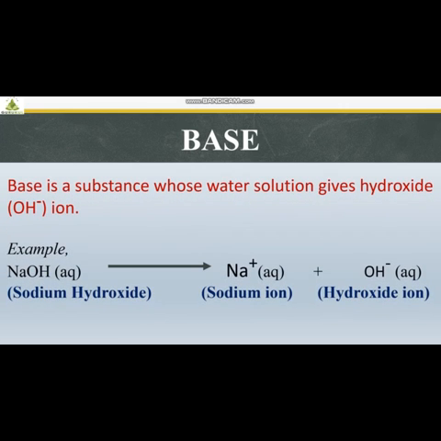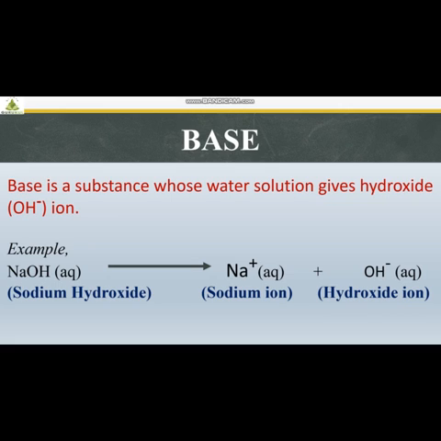Students, what is a base? Base is a substance whose water solution gives hydroxide ion. Hydroxide means OH. Can you see the minus sign? So OH minus ion. So it gives hydroxide ion. So base is a substance whose water solution, meaning when it is mixed in water, what do we get? We get hydroxide ions. Remember, for acid it was hydrogen ions, H plus ions. So for base it is hydroxide ions.